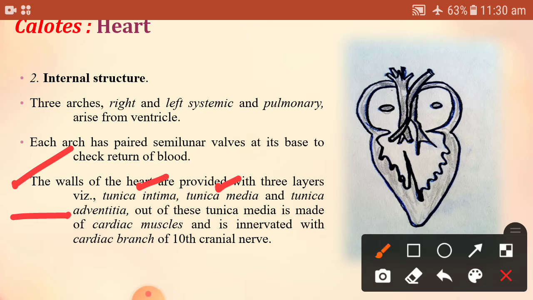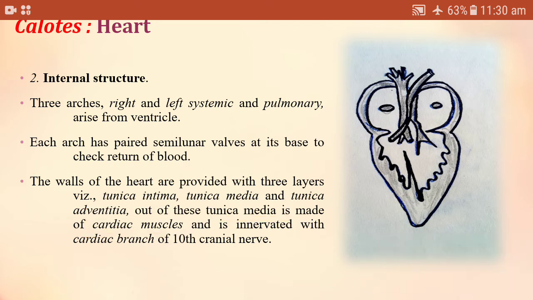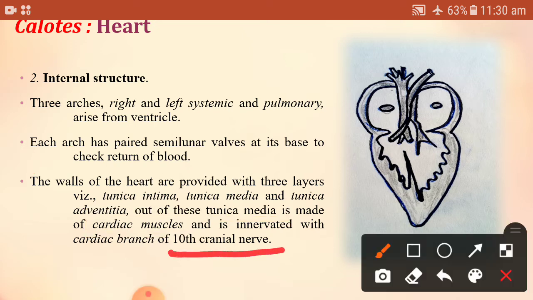Out of these three layers, the tunica media is made of cardiac muscle. And the heart is innervated by the 10th cranial nerve.